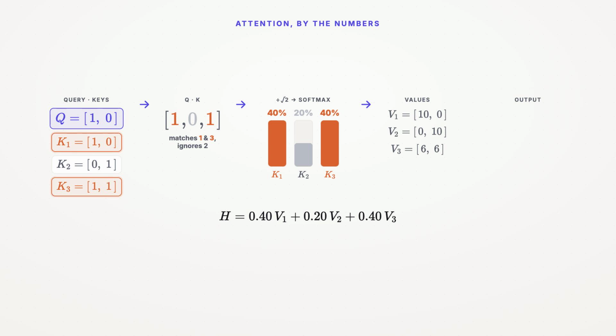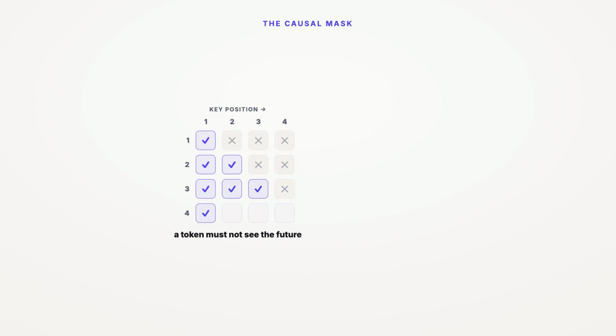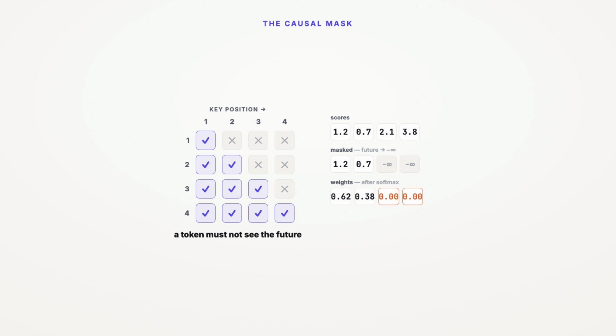The result is a mix, pulled mostly toward the 2 matching tokens. That's all attention ever does, a weighted average steered by similarity. Why the mask? Because when the model predicts the next word, it must not look at words that come after. So we take the score grid and set every future position to negative infinity before the softmax. After softmax, those become exactly 0 probability. Token 3 can see tokens 1, 2, and 3, but never 4.